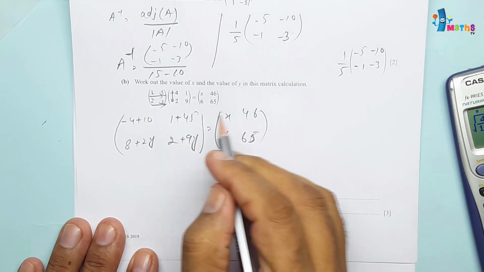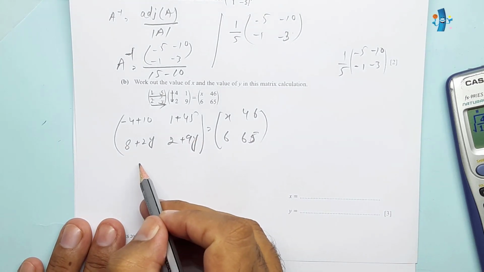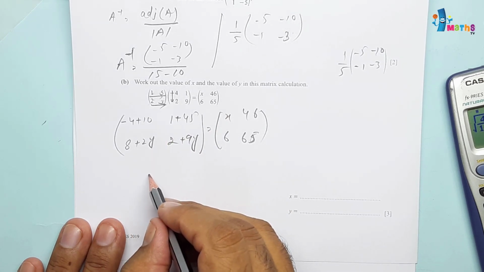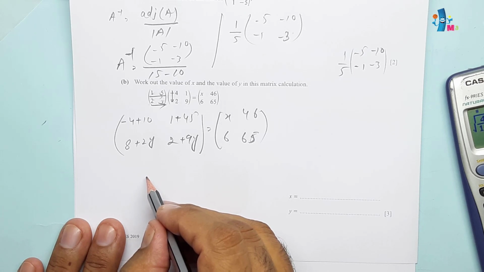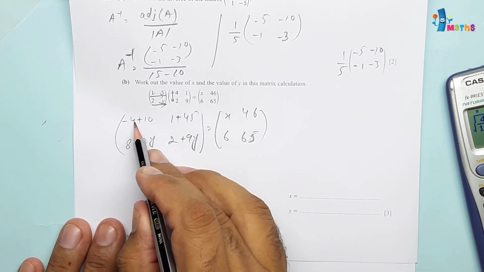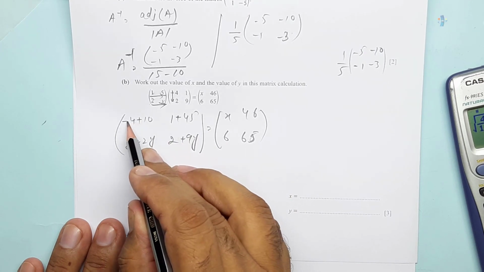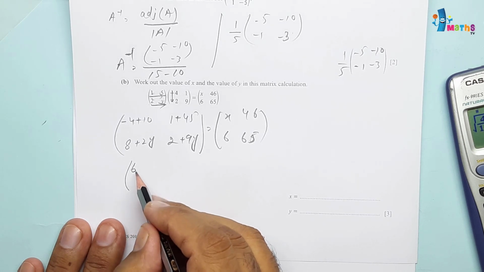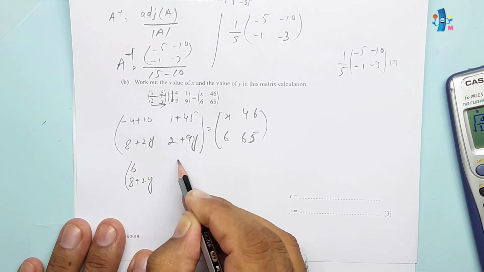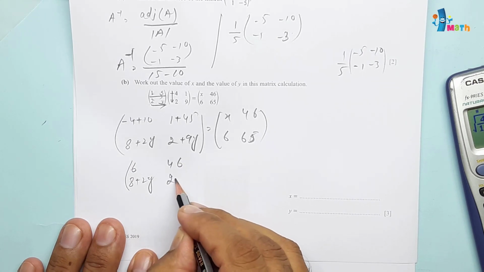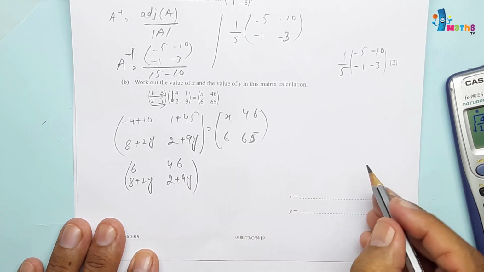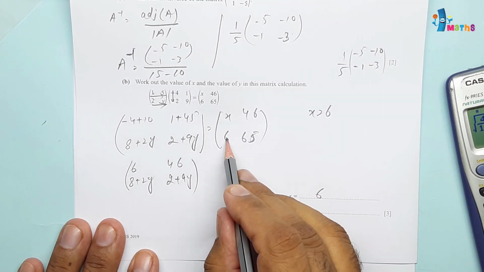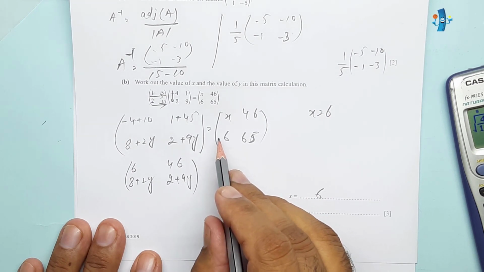Now we can compare the x and y values. For example, x is equal to this one, so this will be 10 minus 4 will equal to 6. We can write here 6, and this will be 8 plus 2y, and this will be 46, and this will be 2 plus 9y, and we can write x is equal to 6, and for y we can use, for example, this equation.